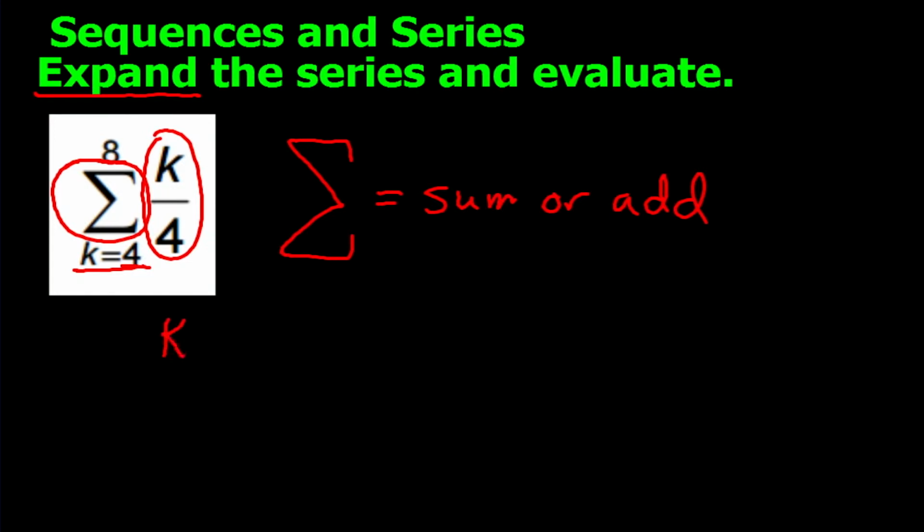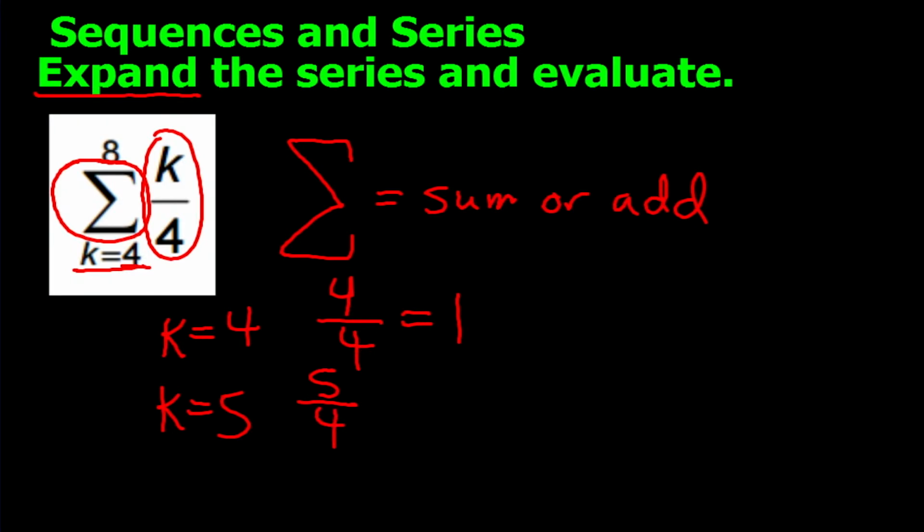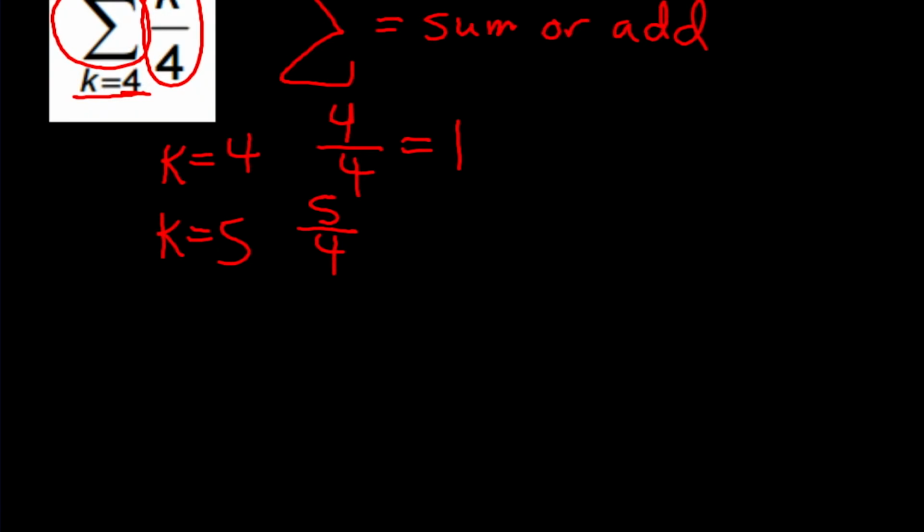So when K is equal to 4, then with our equation we're going to have 4 over 4, which is equal to 1. Now, we're just in the expand phase of this. Keep that in mind. Then we increment 4 on up to 5, so K is equal to 5, and that's going to give us 5 over 4 in this series or sequence. Then we increment K on up to 6, and when K is equal to 6, our formula is going to give us 6 over 4.